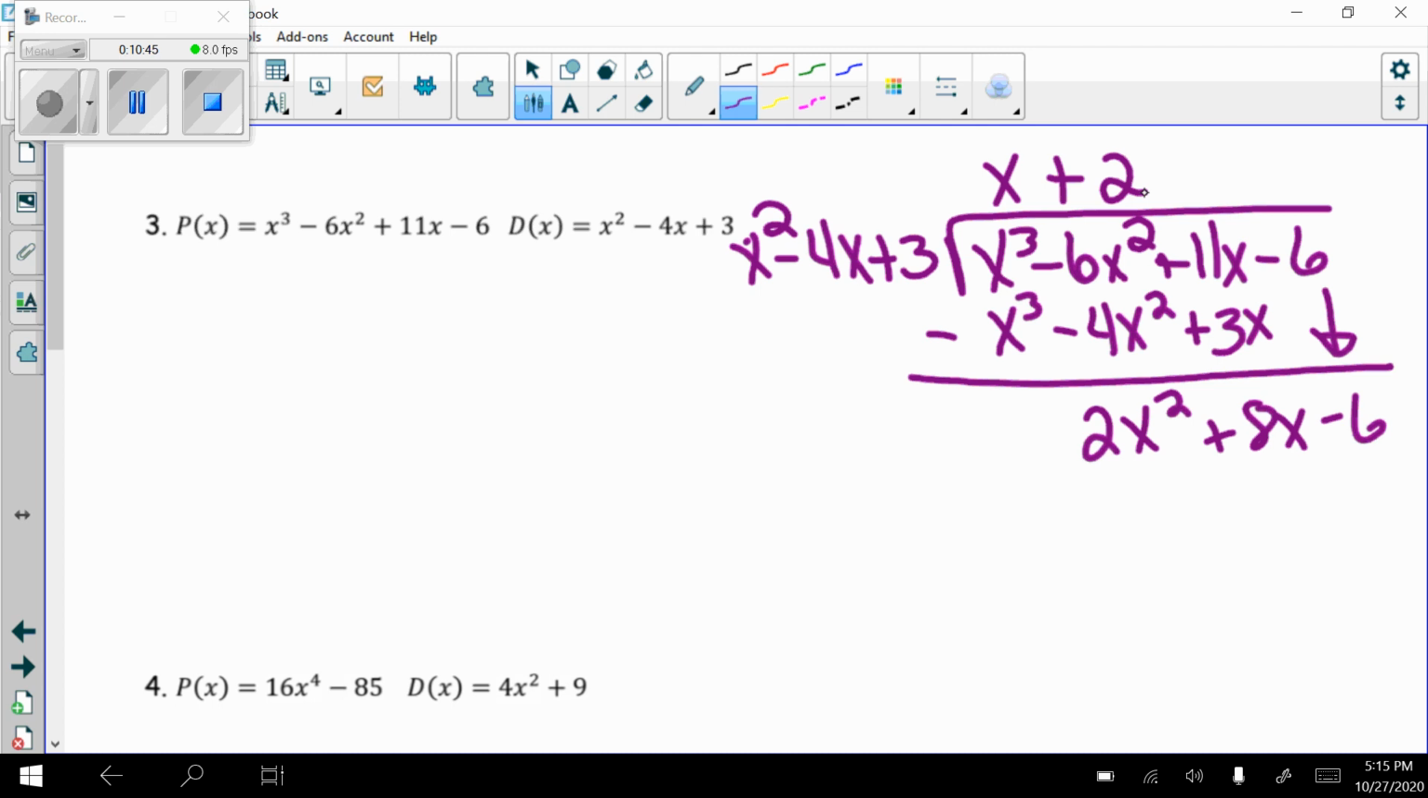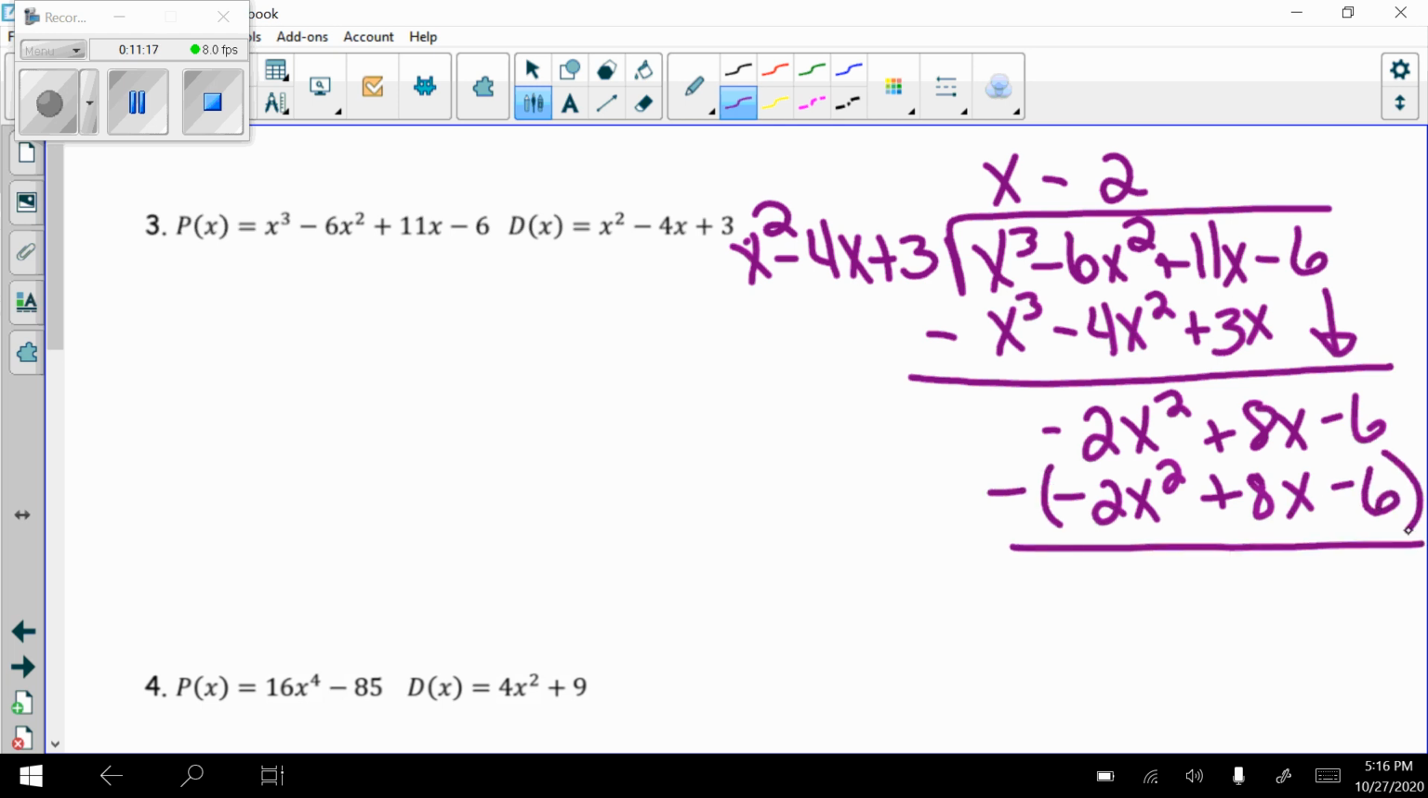I think I made a mistake there. That should be a negative 2, because negative 6 and a positive 4 is a negative 2. So this is going to be an x minus 2 up here. So multiply negative 2 by all three terms. So negative 2 times x squared, negative 2x squared. Negative 2 times negative 4x turns to plus 8x. Negative 2 times 3 turns to minus 6.